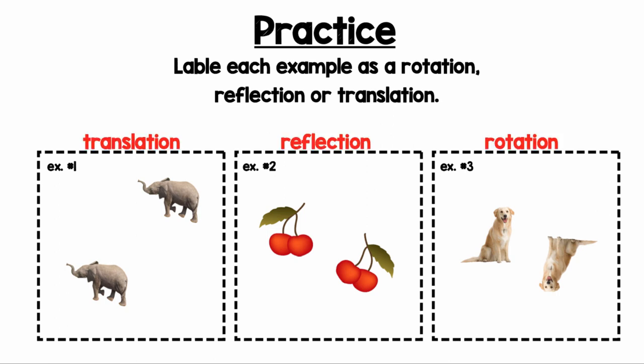All right, so let's take a look at these examples. For number one, we have translation. So we have an elephant, and all it did was slide over. It's the same orientation, same size, everything, just it slid over.